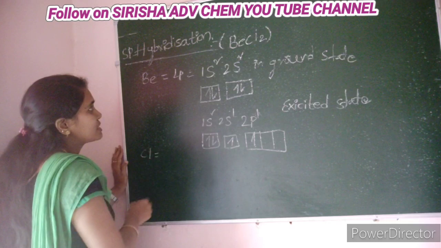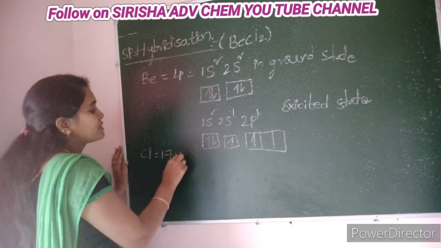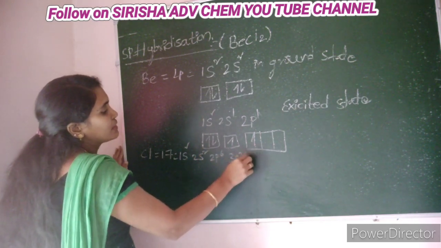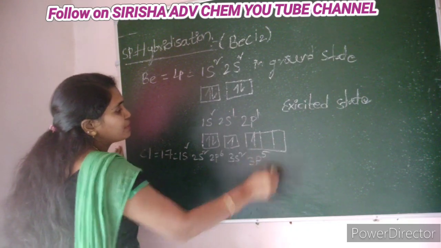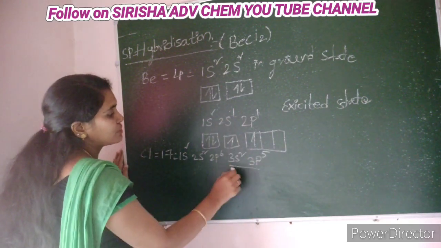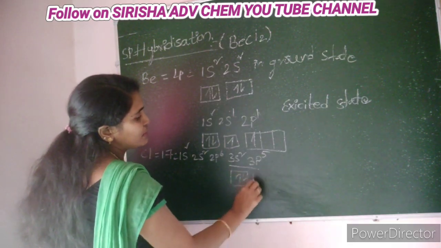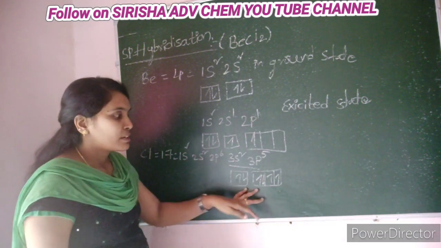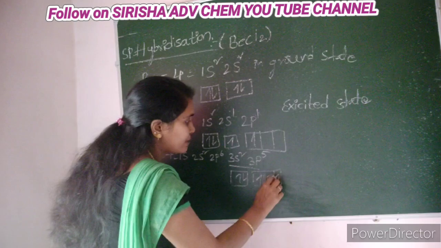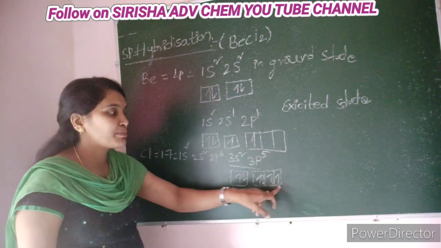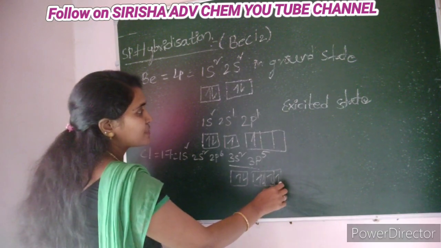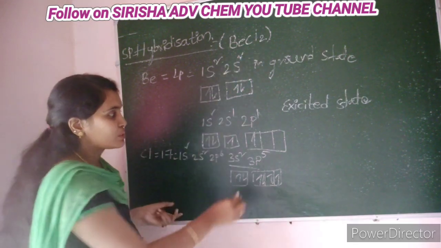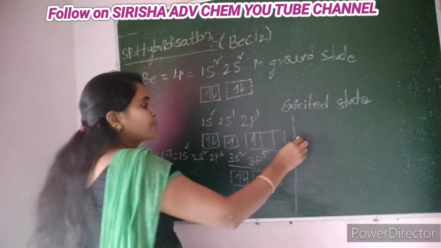Chlorine atomic number, how much? 17. What is the configuration? 1s2, 2s2, 2p6, 3s2, 3p7. Sorry, 3p5. So how many in the last shell do we have to take? In the s orbital 2 electrons, in the p orbital 5 electrons. How many unpaired electrons are there? 1. This 1 electron, but how many chlorines are there? Total 2 chlorines are there. So like this it will be forming.